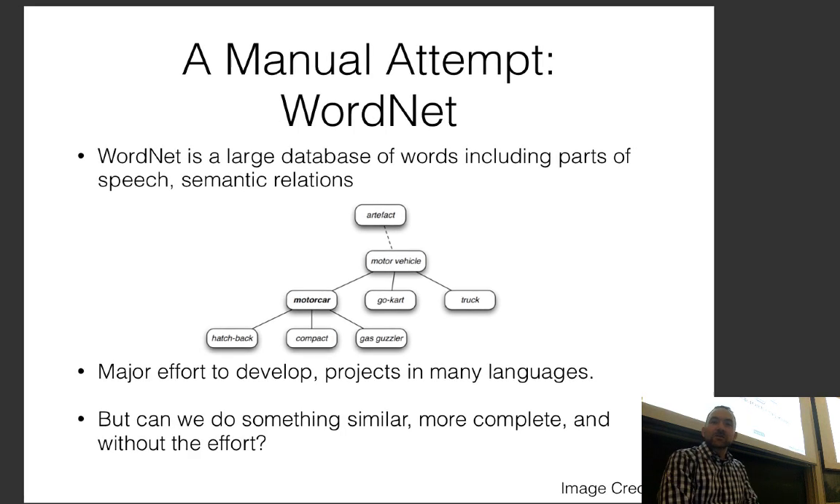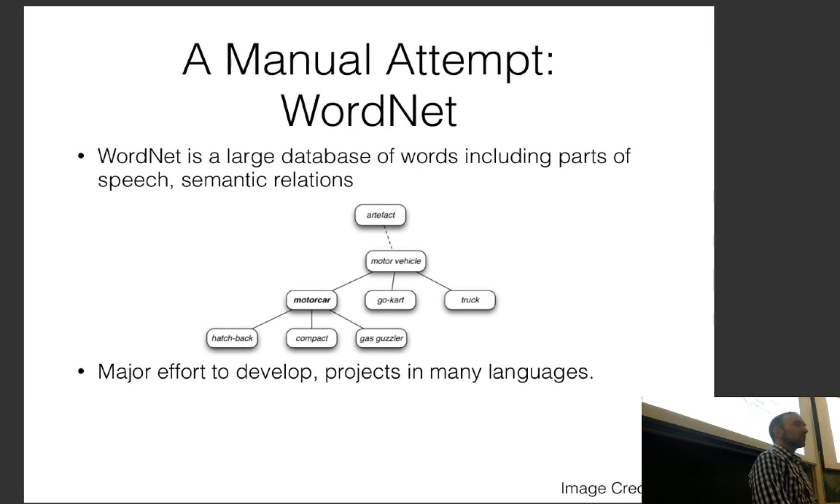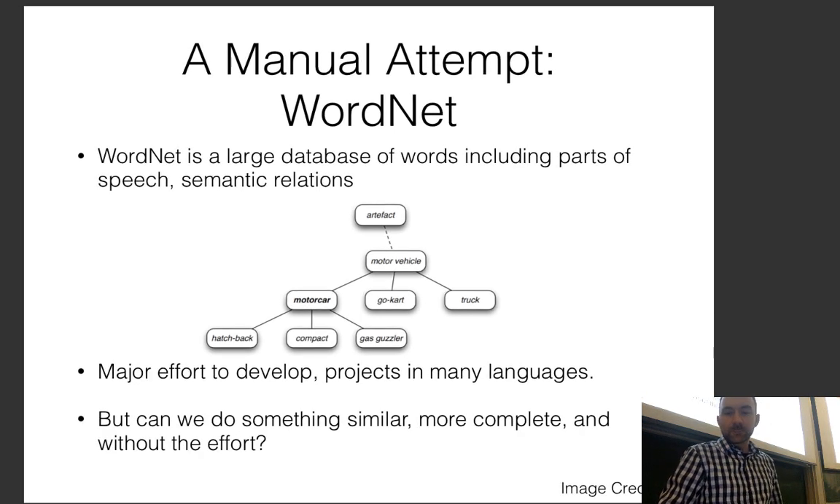But as I said, this is a major effort to develop. And actually, if you go to the WordNet site, or at least if you went there a year ago, there was this big thing in red that said, I'm sorry, we don't have enough money to develop this project anymore, so we can't take your requests about how to modify WordNet. So this is a very real practical issue: it takes a lot of money and time to maintain these things, and it's not necessarily possible to do so. So then the question is, can we do something similar and maybe more complete without the manual effort?